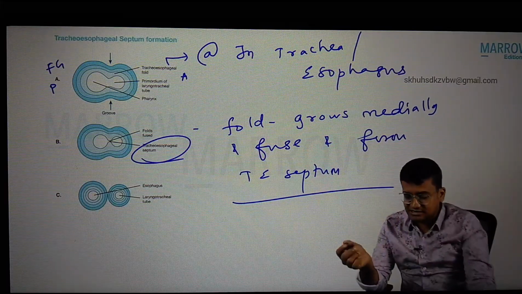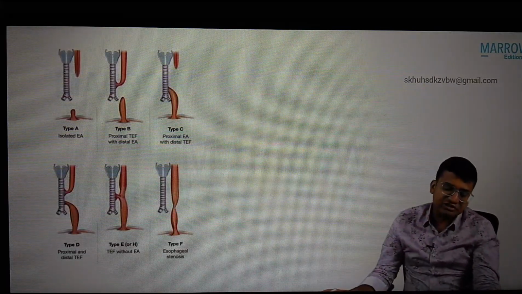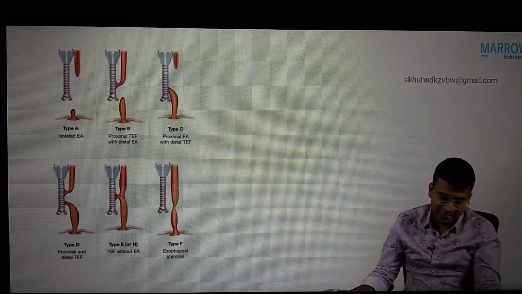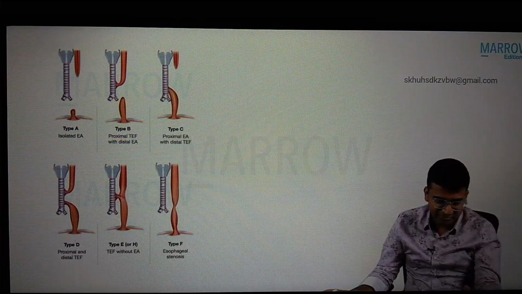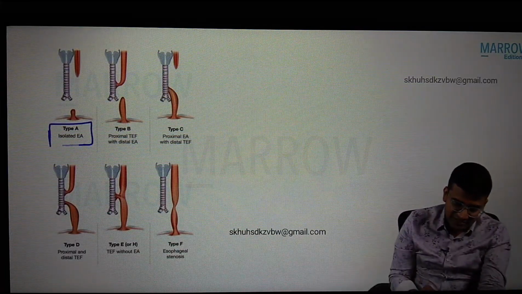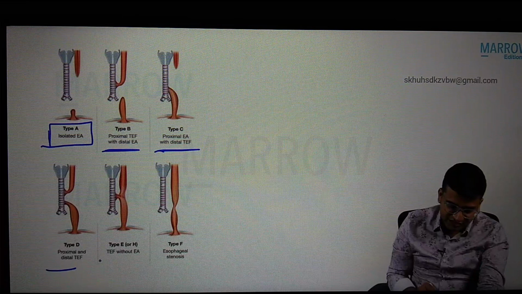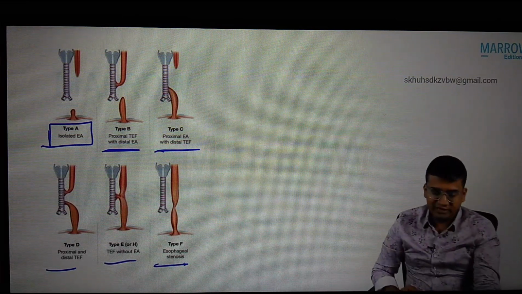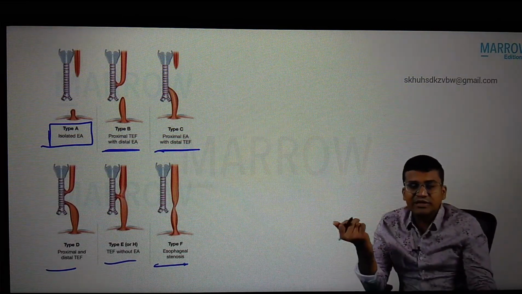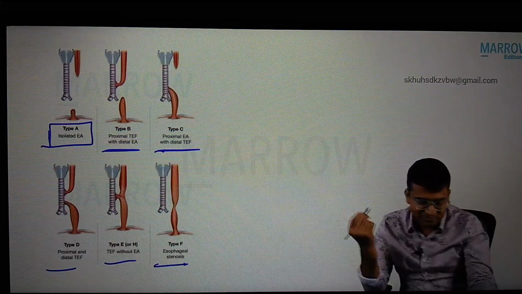Now we have various anomalies while forming the tracheo-esophageal septum. Type A, type B, type C, type D, type E, type F. Now again these types and their features are questioned. Now what are the various anomalies we encounter in the formation of the tracheoesophageal septum?